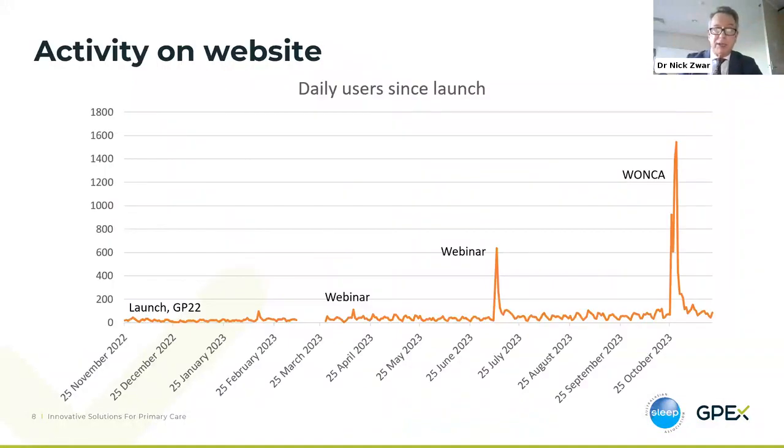This is just to show you uptake. We launched it in GP22 in November. And then you can see the blips from some of those activities, and then particularly at the Wonka meeting. And I'm hoping that after this webinar tonight, we'll get an even bigger blip as people have a look at the resource.